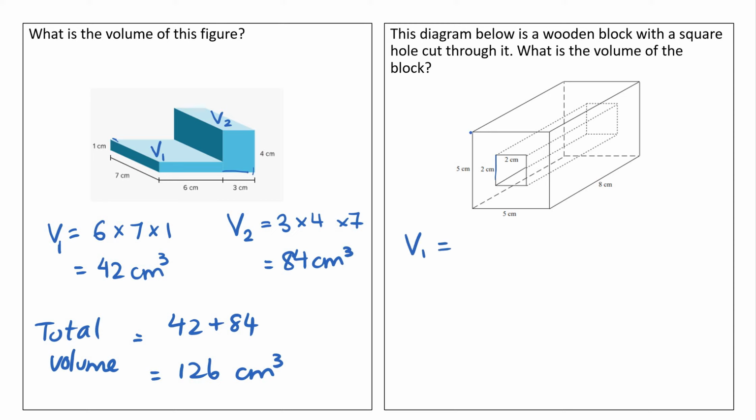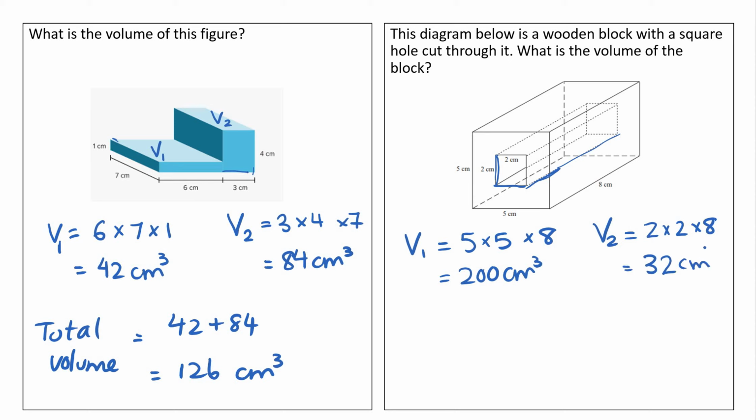We'll call that volume 1 of this big cuboid. So that would be 5 by 5 times the height, which is 8. So that would be 200 centimeters cubed. And then what we're going to do is calculate the volume of that hole that's been cut out. Okay, and that one is 2 by 2, and it's got the same length because it runs the whole way through. So 2 by 2 by 8, which is 32 centimeters cubed.